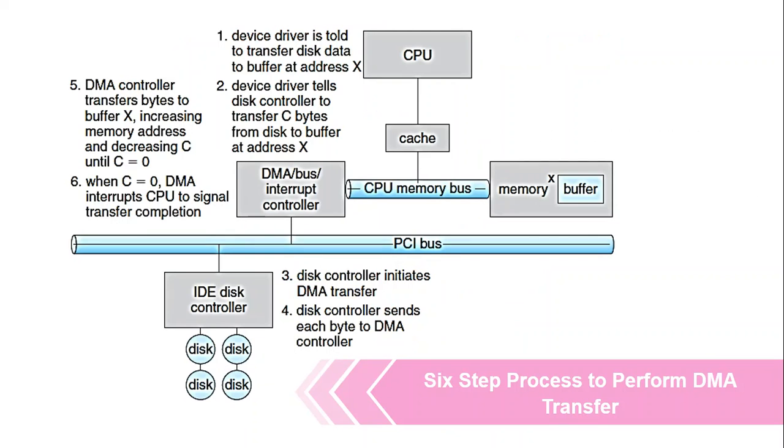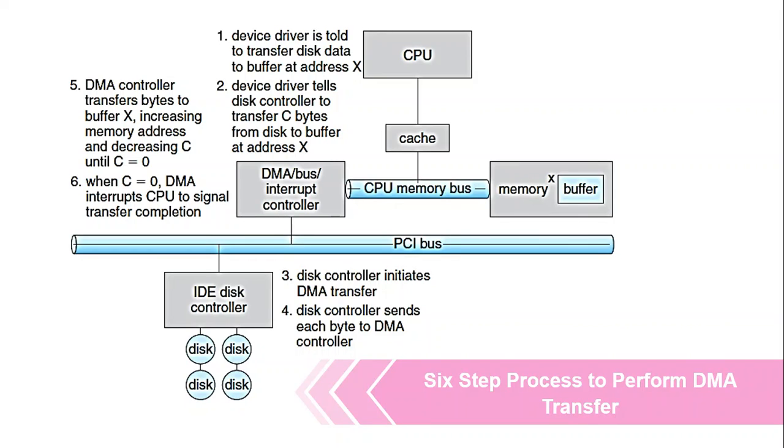We have here the six-step process to perform direct memory access. Step 1, the device driver is told to transfer disk data to the buffer at address X. Step 2, the device driver tells the disk controller to transfer C bytes from disk to the buffer at address X. Step 3, the disk controller initiates the DMA transfer.